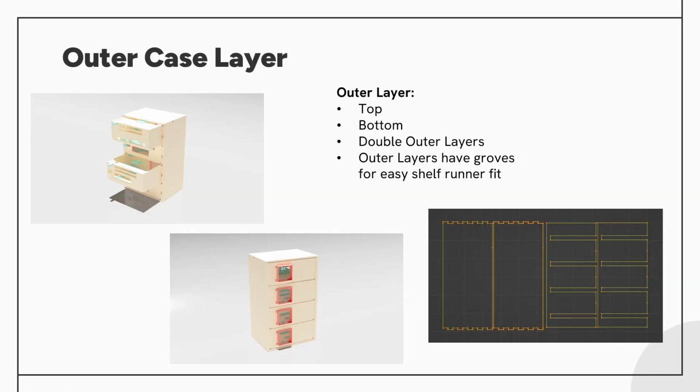The outer layer has also been initially designed in Blender. However, the designs had to be recreated in TextSoft Design as the laser cutter reads files in DXF format instead of STL. A double outer layer has been designed to hold the shelves together and allow the shelf runners to be installed, with top and bottom outer layers securing the casing structure.